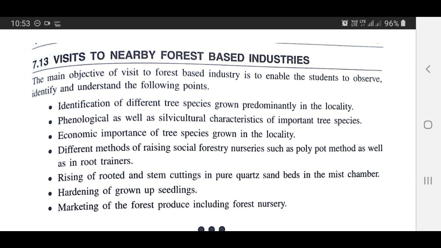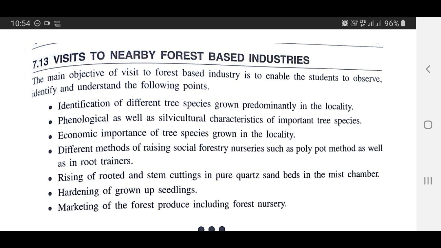Third point is economic importance of tree species grown in the locality. The species which are grown in the locality, their economic value. Economic value means their timber value, their wood value, their forest based products value, and other economic importance are considered for knowing the importance of forest species grown in the locality.